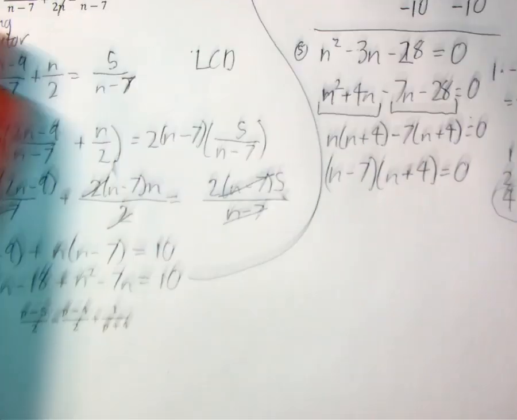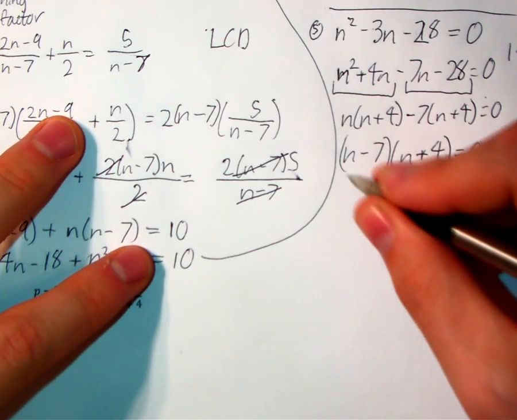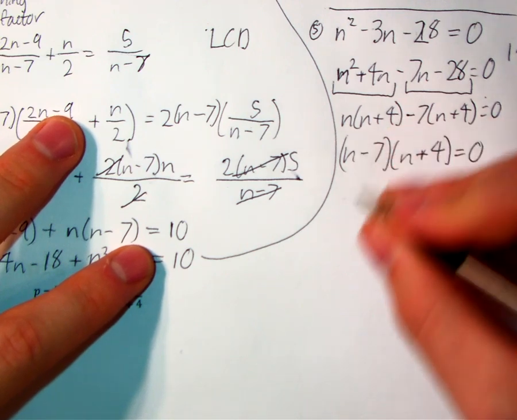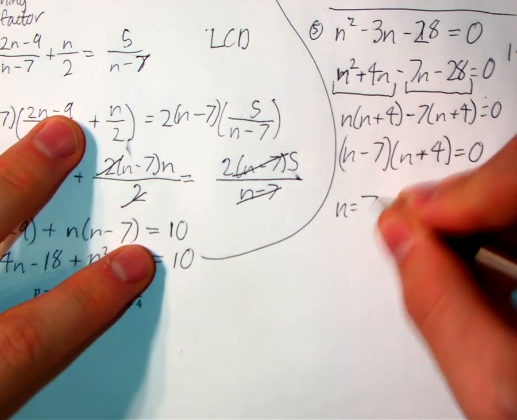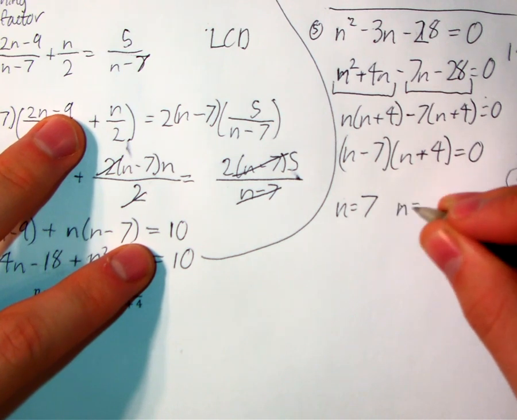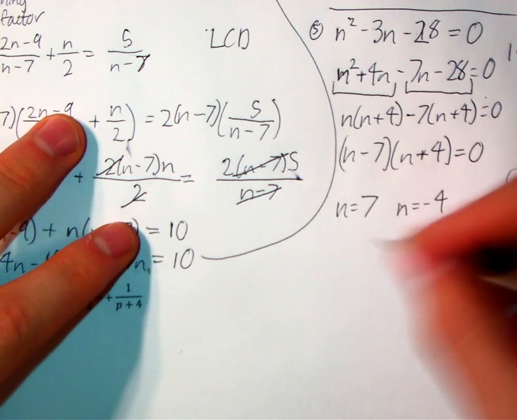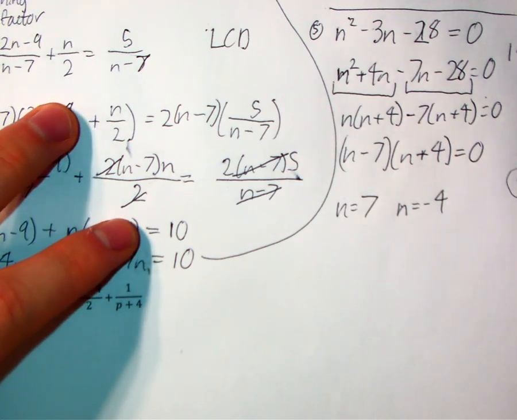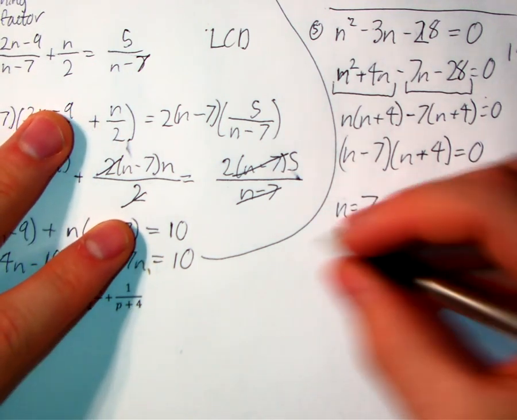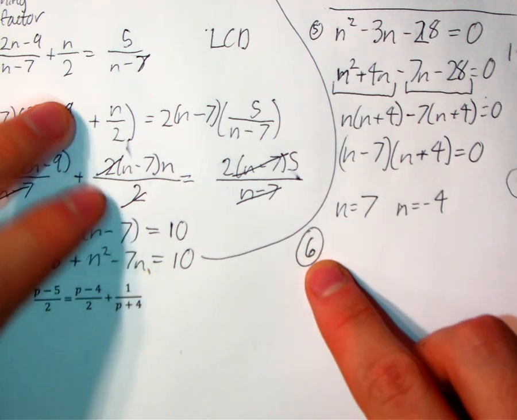So what are my solutions here? Well, if this factor equals 0, then n would have to equal positive 7. And if this factor was equal to 0, I'd have to have n is equal to negative 4. So those are my solutions so far, but I can't stop there. This video, I've got step 6, which is to check for extraneous solutions.